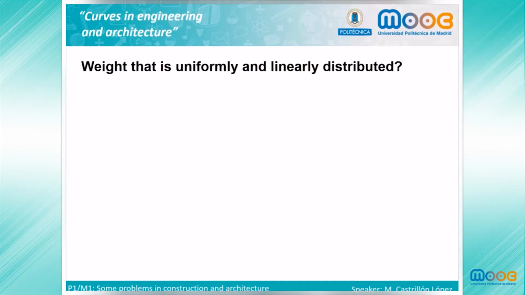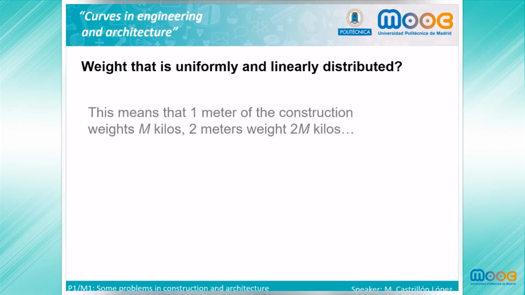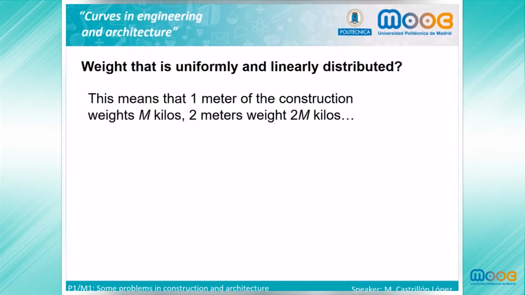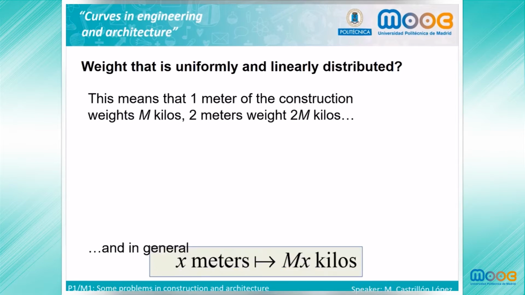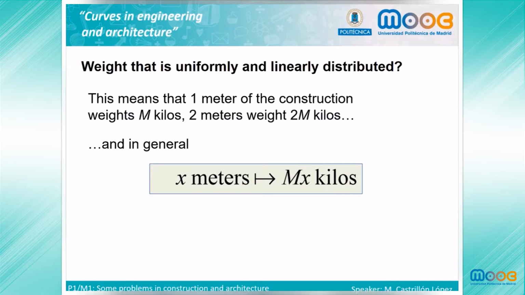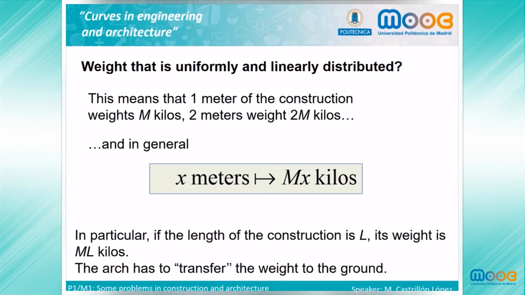First, we explain what a uniform and linear distribution of the weight is. That means that if 1 meter of the construction weighs m kilos, 2 meters of the construction will weigh 2m kilos, and in general, x meters will weigh mx kilos. This is a uniform construction. The weight of it grows linearly with respect to the distance. In particular, if the total length of the construction is big L, the total weight of it will be mL kilos. The arc, of course, has to transfer this weight to the ground.